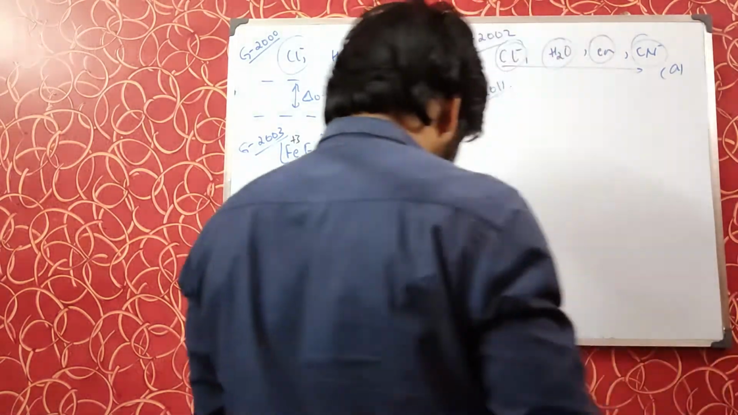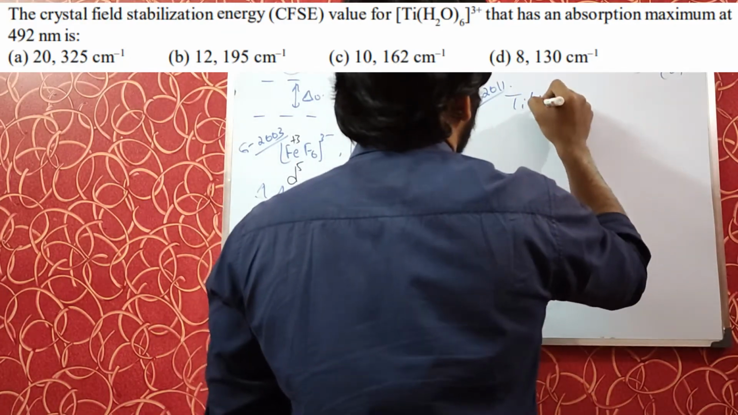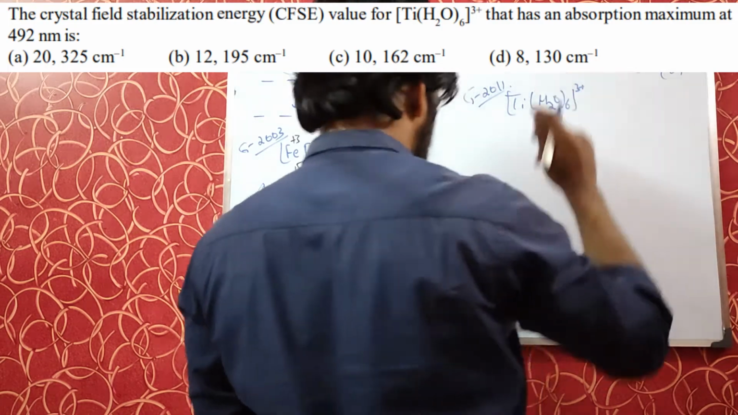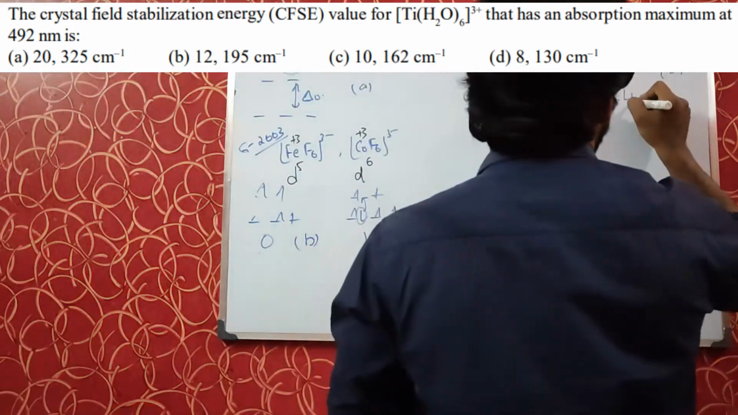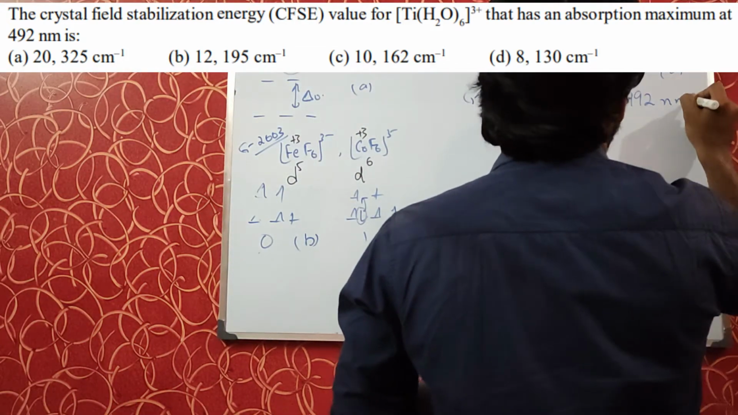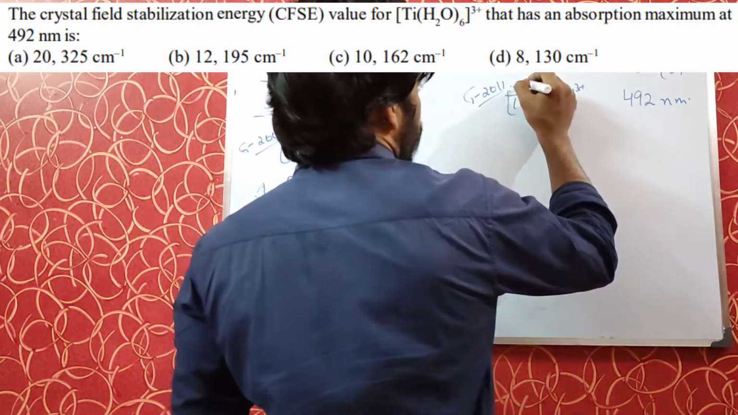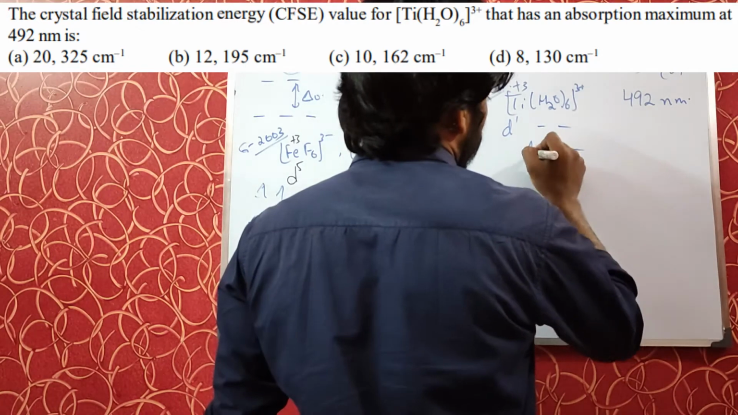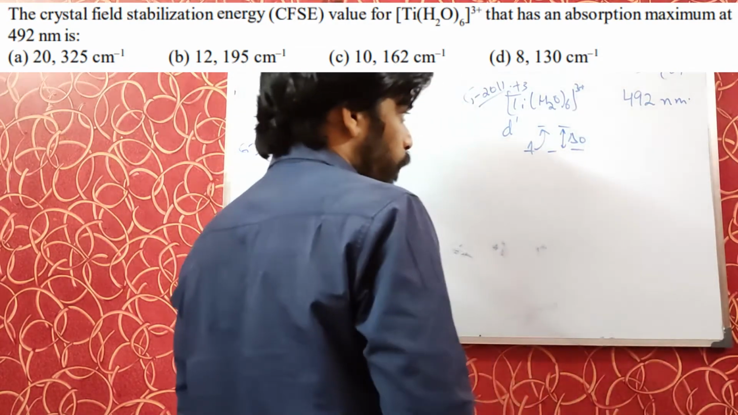So the question says the crystal field stabilization energy value for [Ti(H2O)6]3+ has an absorption maxima at 492 nanometer. So what is the CFSE for this? Now this being plus 3, that means d1. So that would mean it can do this transition and the value of the transition is delta O.